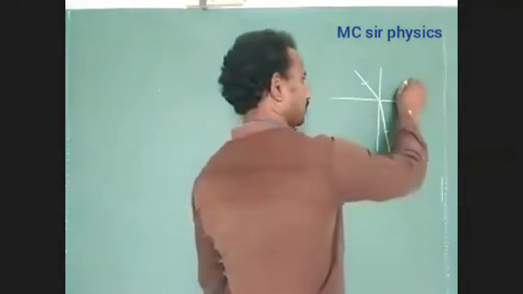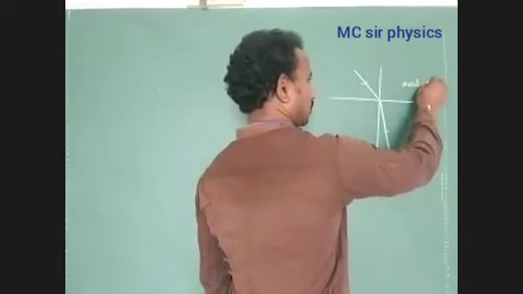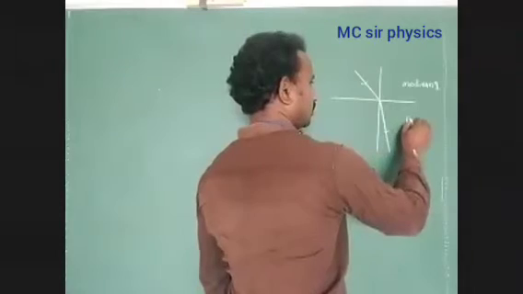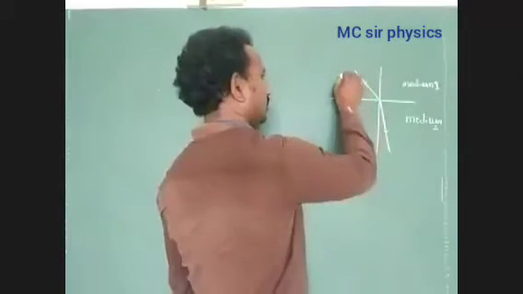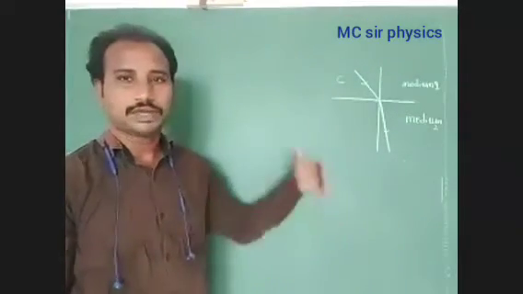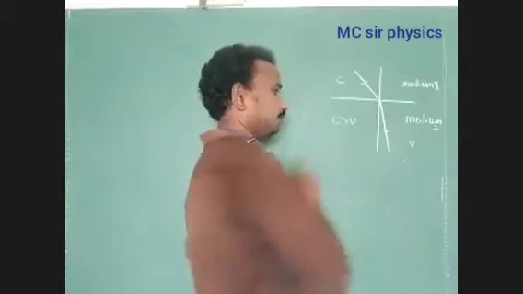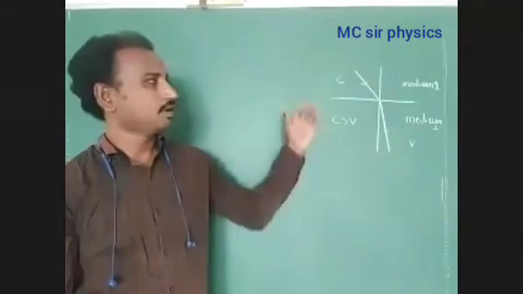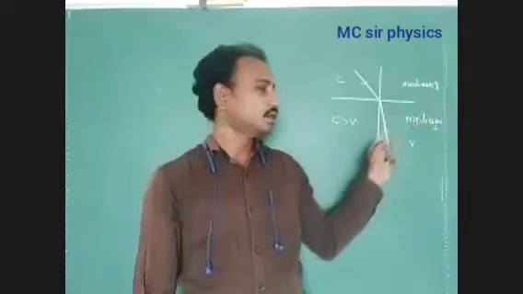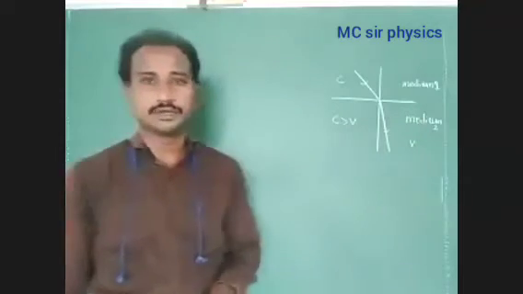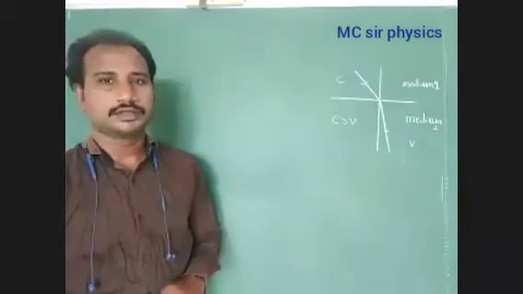So consider medium one and medium two. Here we have to identify the speed of light in the first medium, C, and the speed of light in the second medium, V. Here C is greater than V. The speed of light in a rarer optical medium is more than the speed of light in a denser optical medium. Understood? You have to identify this point.